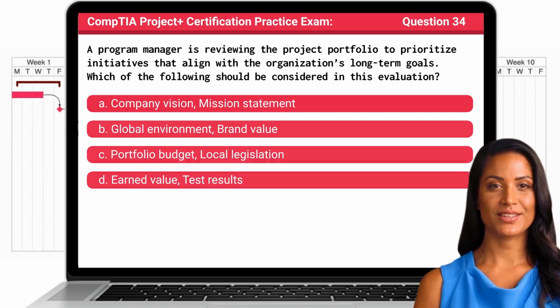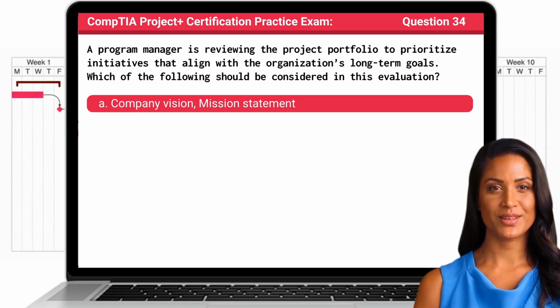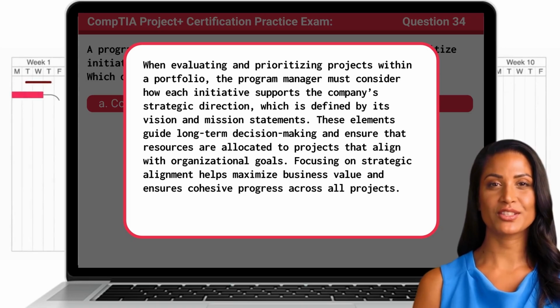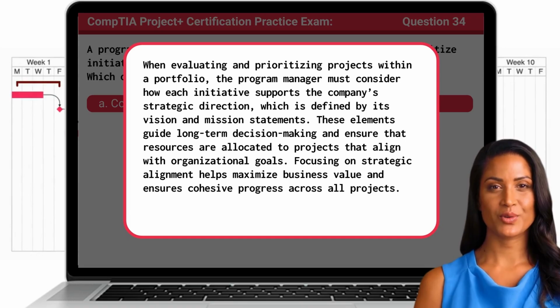The answer is A. Company vision and mission statement. When evaluating and prioritizing projects within a portfolio, the program manager must consider how each initiative supports the company's strategic direction, which is defined by its vision and mission statements. These elements guide long-term decision-making and ensure that resources are allocated to projects that align with organizational goals. Focusing on strategic alignment helps maximize business value and ensures cohesive progress across all projects.